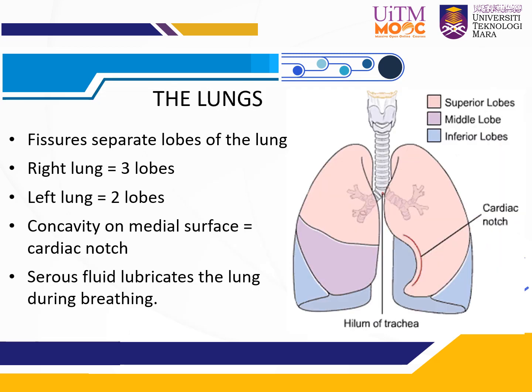Before we go into the alveoli, we need to know the lungs. Now the lungs are divided into left and right lung, and there are fissures. A fissure is just like a straight line that separates the lobes of the lung. The right lung has 3 lobes, the left lung has 2 lobes, and there is a concavity on the medial surface known as the cardiac notch. This is where your heart is placed, on the left side. And there is serous fluid that lubricates the lung during breathing in order to reduce friction.